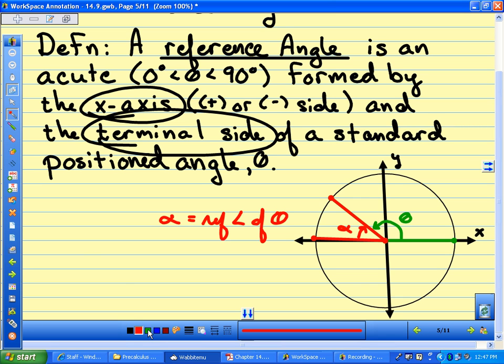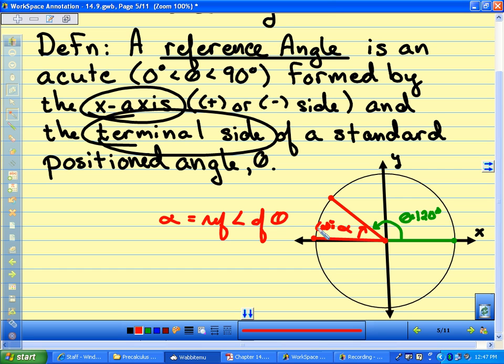Well, let me give you an example first here. What if I were to tell you that this is 120 degrees? Okay, so Derek, you're saying that alpha then would be what? 60 degrees, and you are correct. So how did you get that then, Derek? You subtracted 120 from 180, and that's exactly what you're supposed to do.